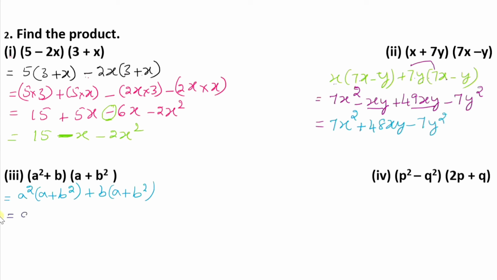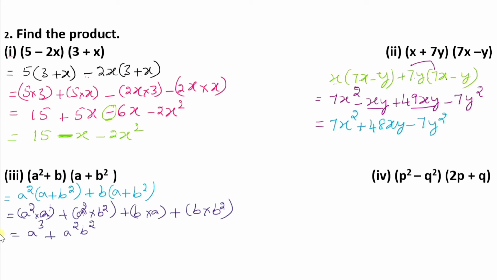a square into a plus a square into b square plus b into a plus b into b square. Now a square into a to the power 1, a is a to the power 1. It is a cube plus a square b square. You cannot add them. You cannot multiply. So you have to write a square b square only, plus b into a is ab or ba, plus b cube. So you cannot simplify it further.